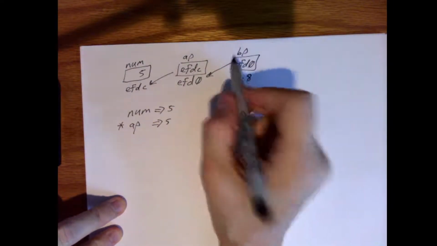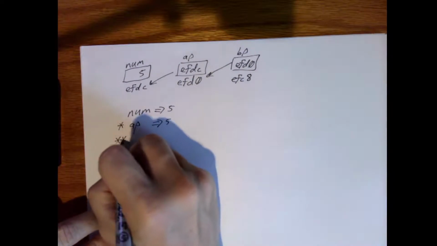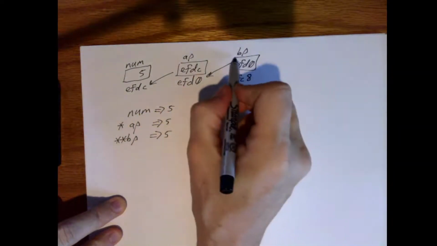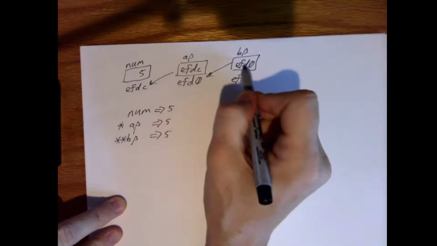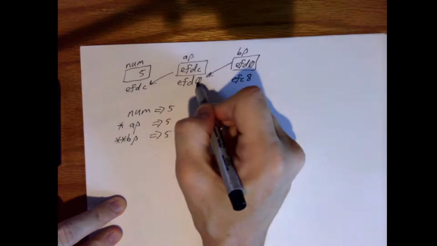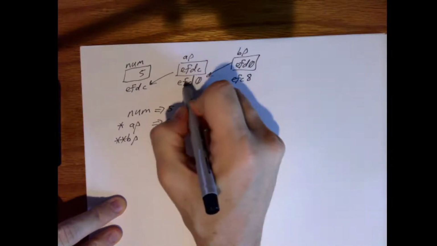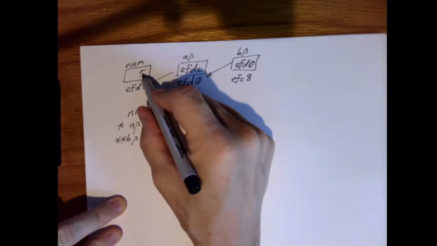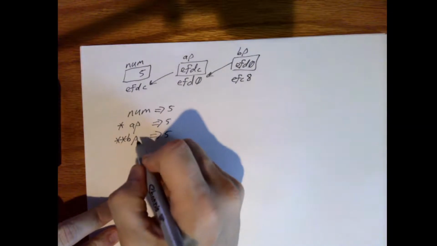When I write star star BP, we saw that I also got 5 because I'm basically jumping. The first star says dereference BP to get what's at address EFD0, which is this. The second star then says, okay, now dereference what's at this address, which is EFDC, to get what's at there, which is a 5. So these are equivalent.